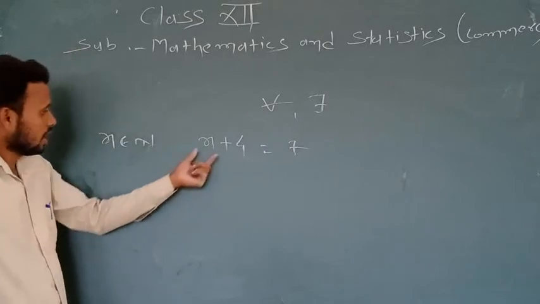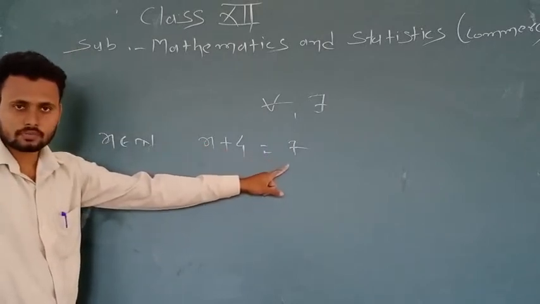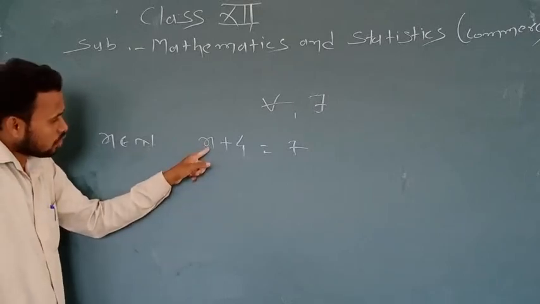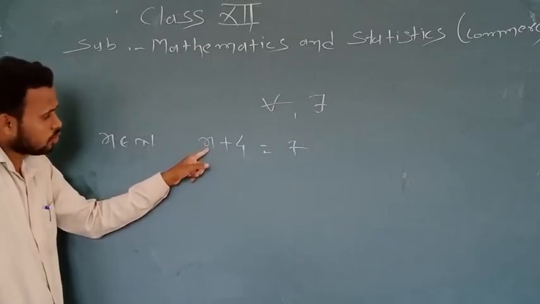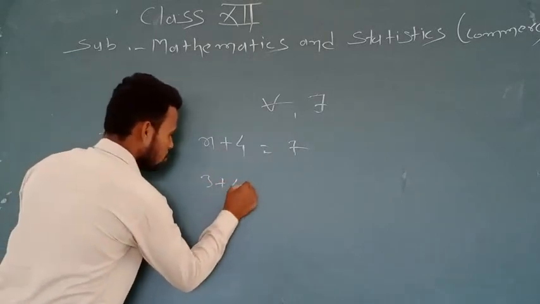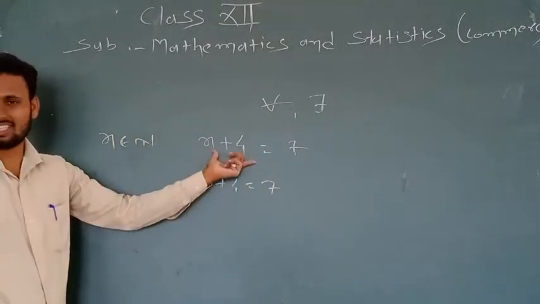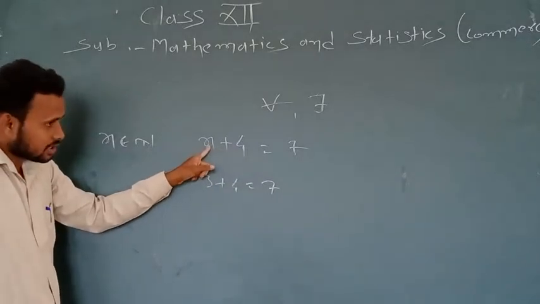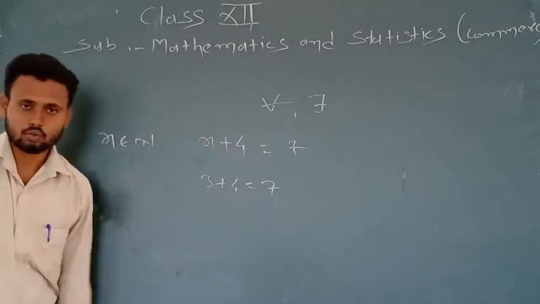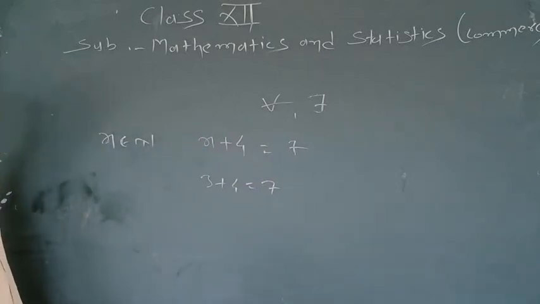Now here x plus 4 is equal to 7 and x belongs to the natural number. It is a sentence. Now which natural number value of x will satisfy it? If we take x equal to 3 then this given equation is satisfied. For example 3 plus 4 is equal to 7. So only if x equal to 3, this is satisfied: x plus 4 is equal to 7.